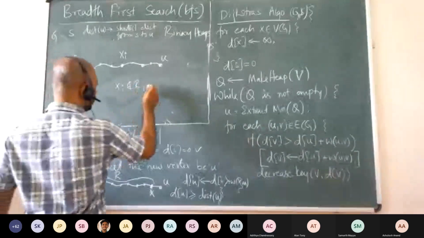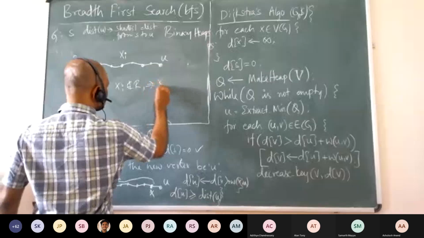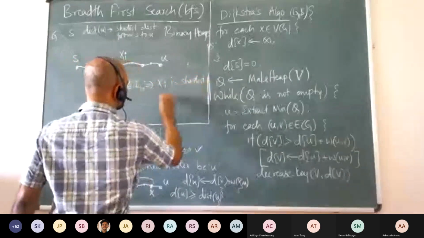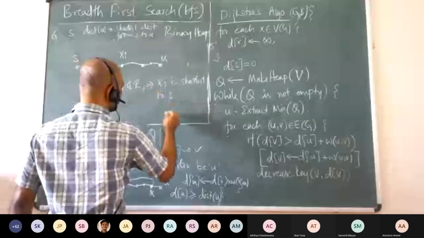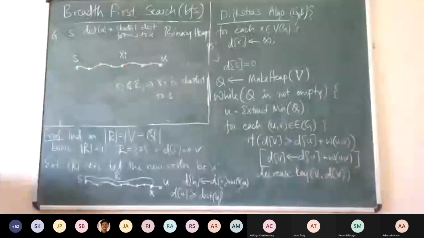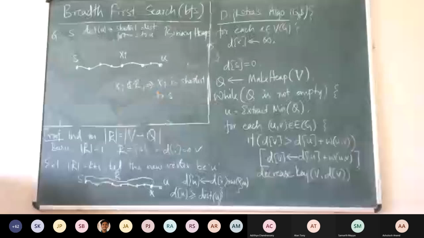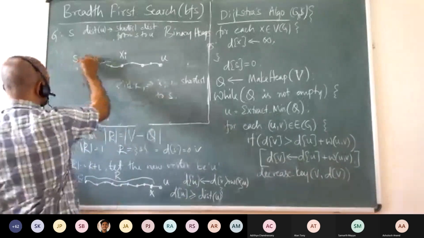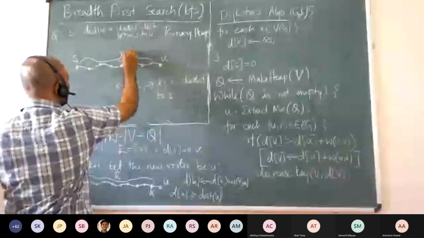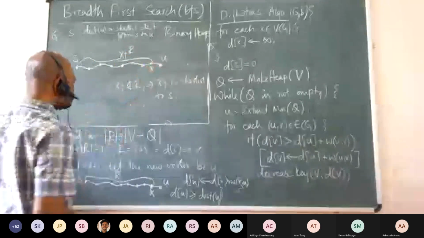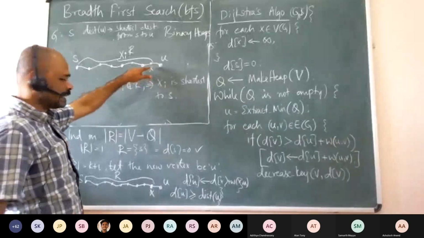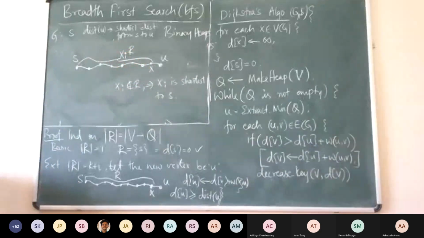If xi does not belong to R, then this would imply that xi is shortest to S, right? This contradicts our assumption that U was the shortest one, right? So that sort of implies that all these vertices should belong to R, right? So the distance to X is set correctly, because X is already removed from the Q.